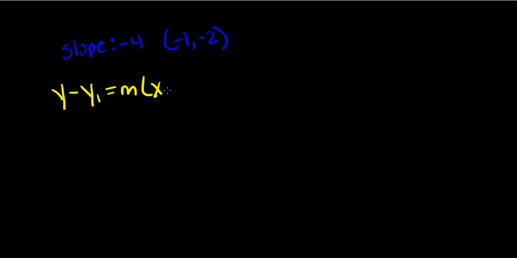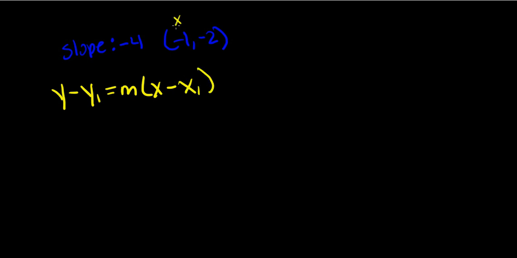Now we're going to look at an example of writing a linear equation in slope-intercept form. We've been given slope equals -4, and we've been given the coordinates -1, -2, which is a point on the line. So we're going to start by rewriting the point slope form equation. y minus y1 equals m parentheses x minus x1. Let's plug in the information we have.